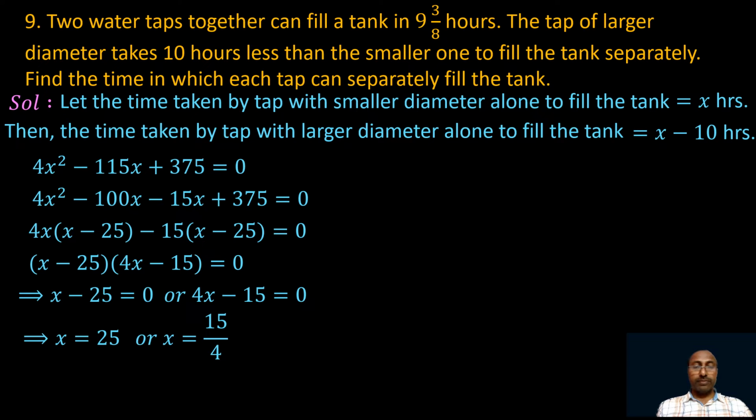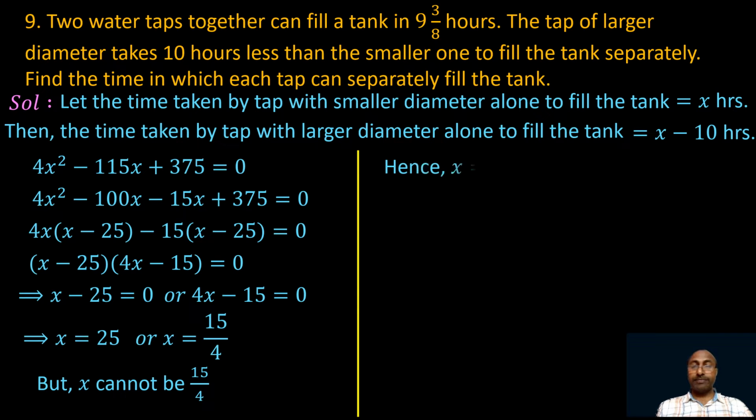But x cannot be 15 by 4 here, because if x is 15 by 4, that is approximately equal to 3.75. If x equal to 15 by 4, then it equals 3.75, and then the time taken by the tap with larger diameter gets a negative value. So x cannot be 15 by 4. So we need to take x equal to 25.